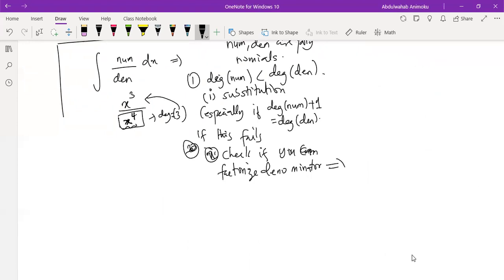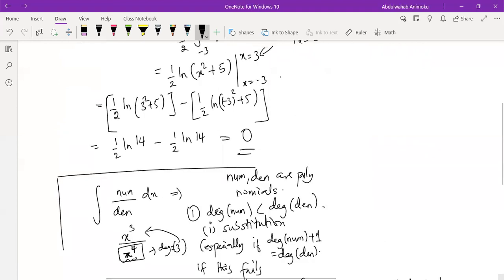If this can be done, then use what? Don't forget, this rule is still under the condition that the degree of the numerator is less than the degree of the denominator. So when this happens, what do you use? You use partial fractions. Okay, so let's move back into the problem.